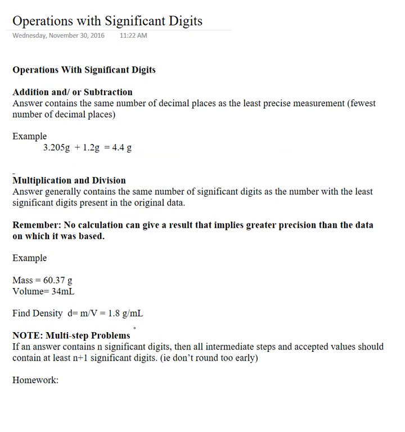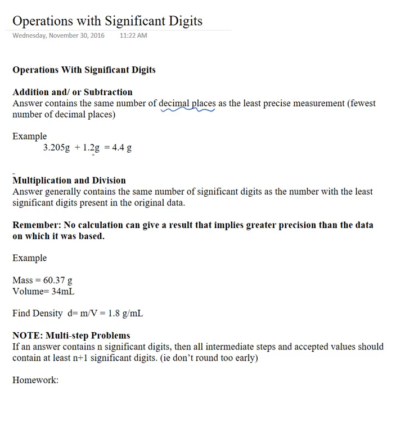Now really what's most important is how we report our final answers when we have measurements involved. And there are different operations that we'll be doing with the data that we collect. We might be adding and subtracting our data, or we might be multiplying and dividing our data. The rule that we use for addition and subtraction is that the answer contains the same number of decimal places as the least precise measurement, the one with the fewest number of decimal places.